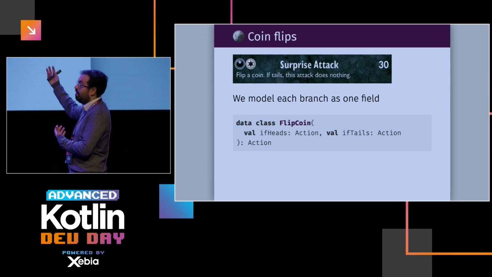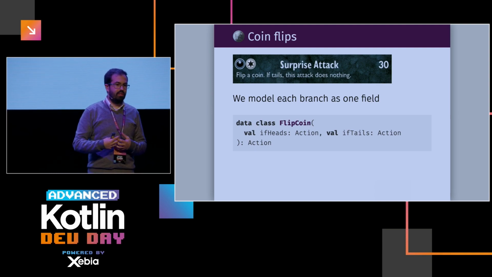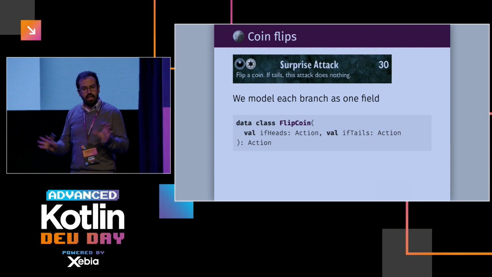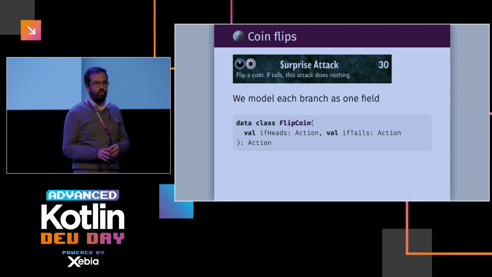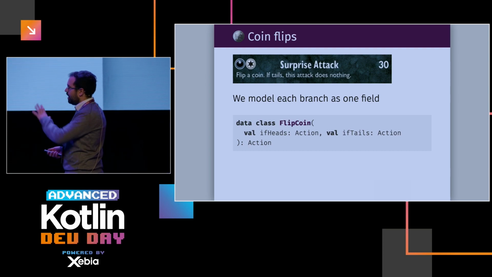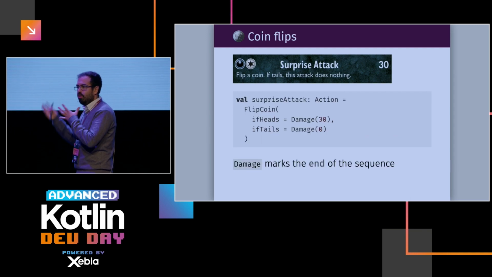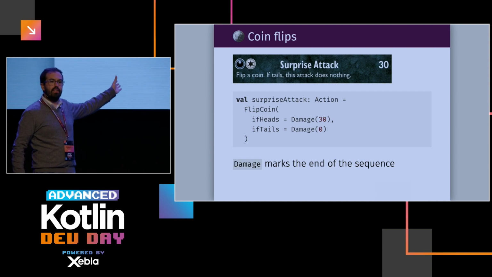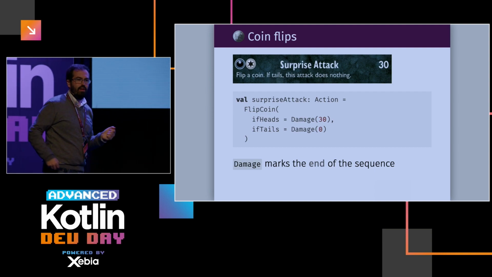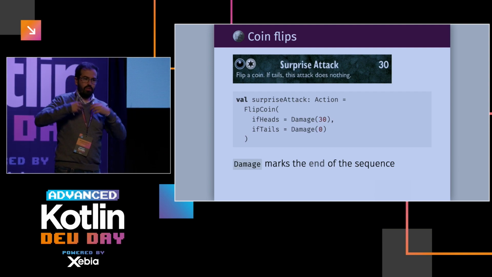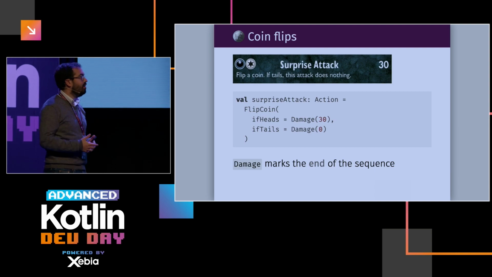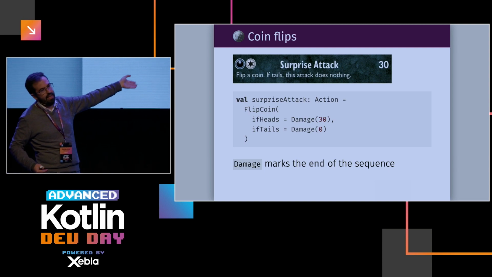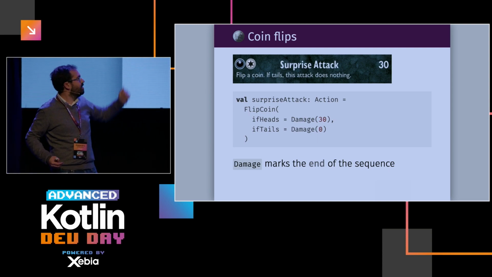And if we are describing this card, we need to say what happens when heads come, what happens when tails come. And we are going to do this by, well, let's start by just having two different fields, one that says what happens when things are heads, what happens when things are tails. So this attack would actually be modeled in this way. This surprise attack is an action, and then we have a flip coin constructor because the beginning of the card says flip a coin, and then essentially it says if it's tails, it does nothing. So if tails, it has 0 damage. If it heads, it has 30 damage.